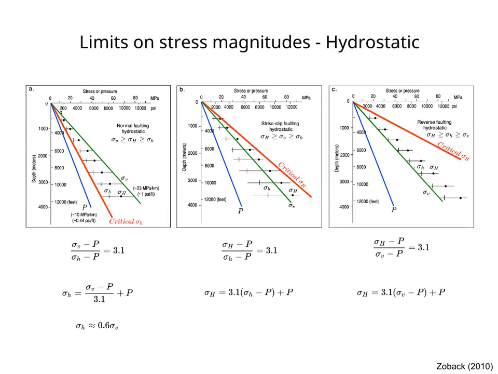The lithostatic pressure is 23 megapascals per kilometer, and is represented by the green line. The critical sigma h for normal faulting, or sigma capital H for strike slip or thrust faulting, are shown by the red line. These are computed from the equations. As you can see, the resistance to slip increases with depth for all three types of faults, and at any given depth, it is the least for normal faults, and the greatest for thrust faults.